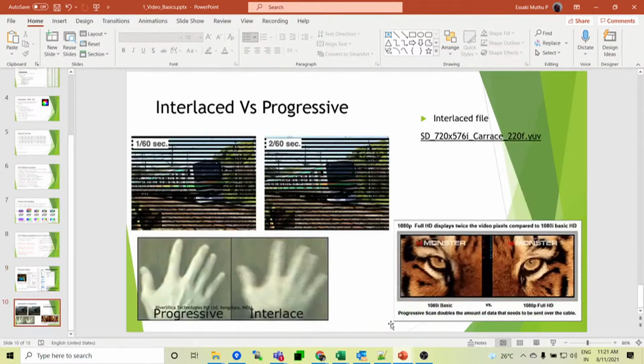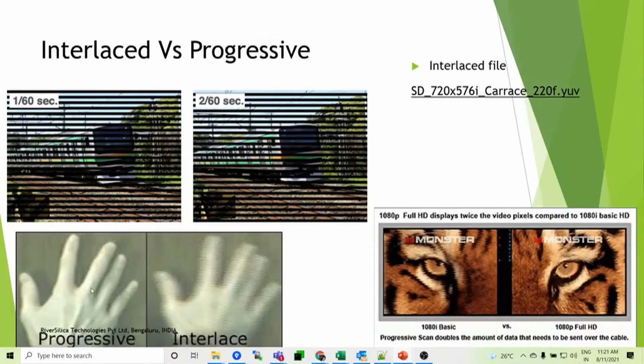Last one, very important one. It is called interlaced or progressive. This is very, very important. Where can I see the difference? Look at the hand here. Left hand side is progressive, right hand side is interlaced. You see a combing artifact, right? Comb, C-O-M-B. In a comb, there are some teeth, right? It looks like that.